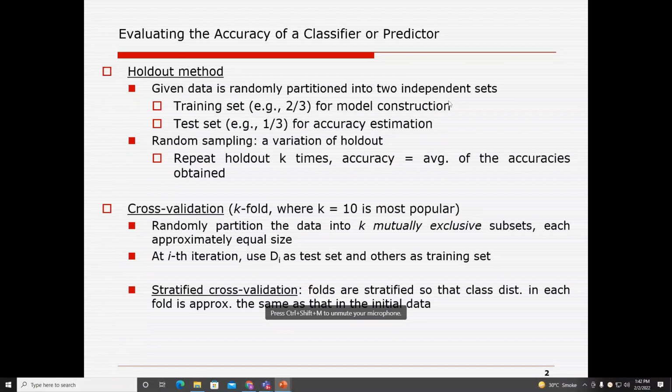An exactly similar technique, but with some deviation, is called leave one out. Note down, leave one out.